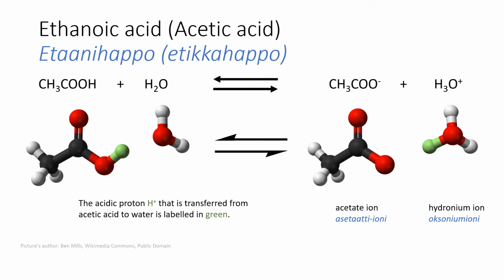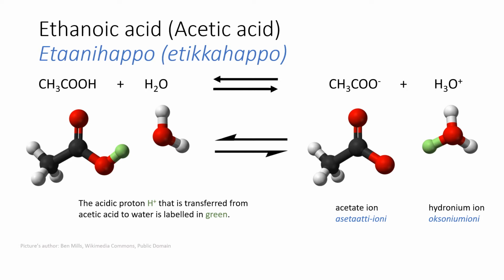Ethanoic acid, also called acetic acid, etikkahappo, is one of the simplest and more common organic acids. When acetic acid dissolves in water, only a fraction of the dissolved molecules ionize to form acetate ions and protons. The double arrows in this equation indicate that the reaction can occur in both the forward and reverse directions and can reach chemical equilibrium, kemiallinen tasapaino.